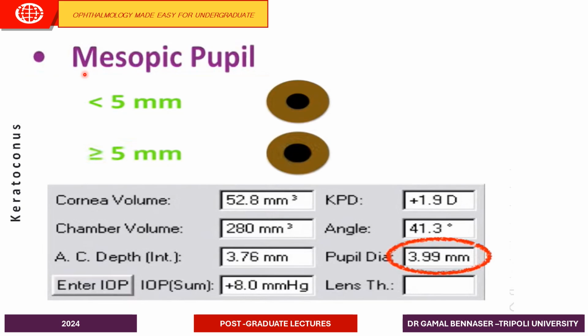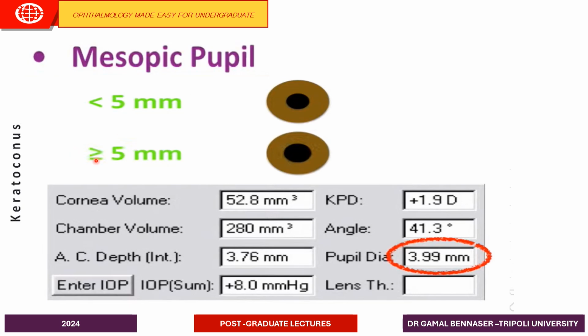Now, if you have a pupil size less than 5 millimeter, you can implant the 5 millimeter intracorneal ring, with an optical zone of 5 millimeter. Or if you have more than 5 millimeter but less than 6 millimeter, you can use the 6 millimeter optical zone ring segments. As I said, you have to make sure that you are taking the pupil size by the Pentacam at mesopic conditions.